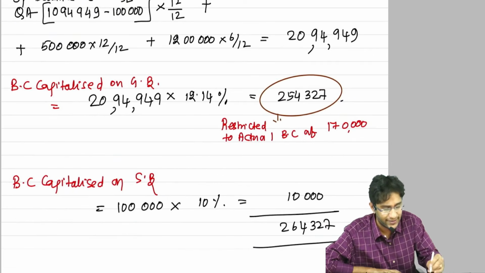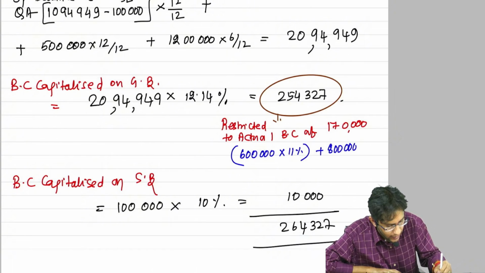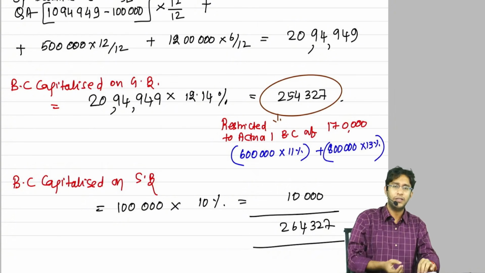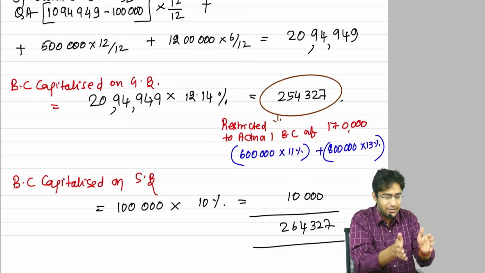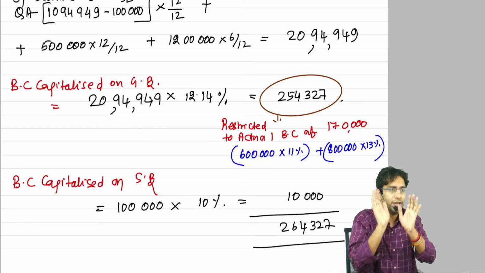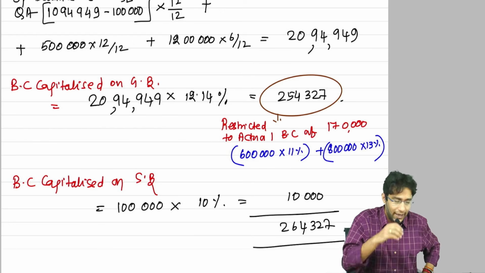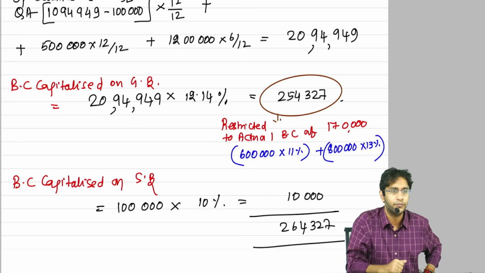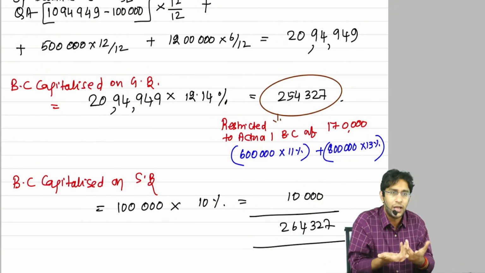Sir, how did you get 1,70,000? 6 lakhs into 11 plus 8 lakhs into 13. Sir, borrowing cost capitalization means what? I am paying interest to the banker. Our interest, instead of coming to P&L account, it should go to the balance sheet. But how much can I transfer to balance sheet? It can never exceed the actual interest, no. Actual interest paid is how much? 170. How can I capitalize more than that?